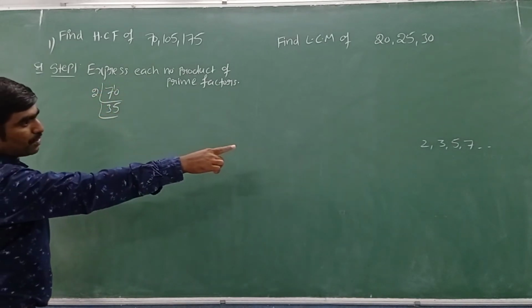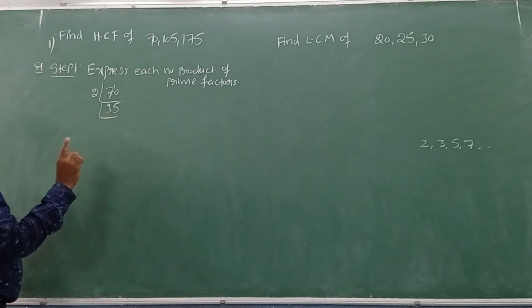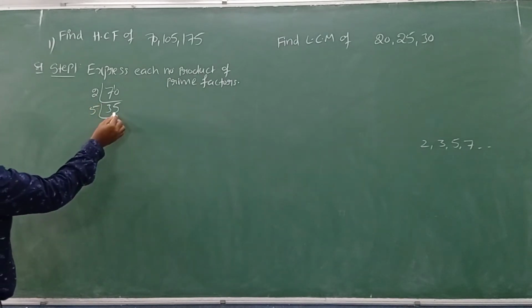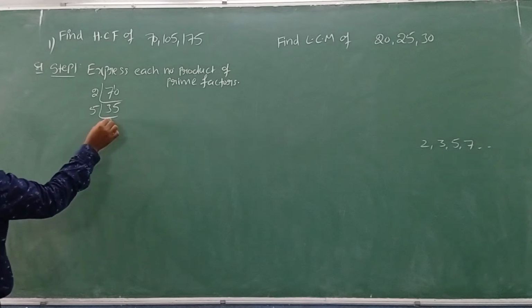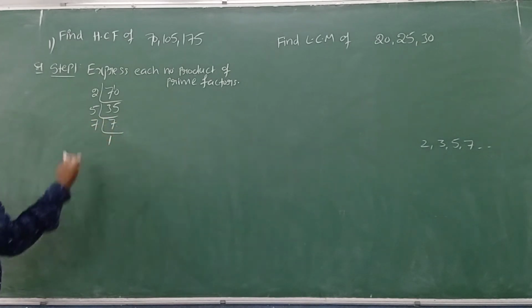Again, which prime number is possible? 3 table. What is the divisibility rule of 3? 3 plus 5 is 8, so 3 table is not possible. 5 table is possible. The divisibility rule of 5 is that the last digit must be 0 or 5. 5 7s are 35. Again, 7 itself is a prime number, so we can write 7 1s are 7.